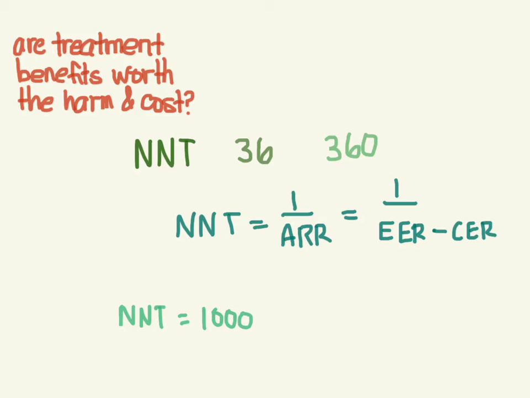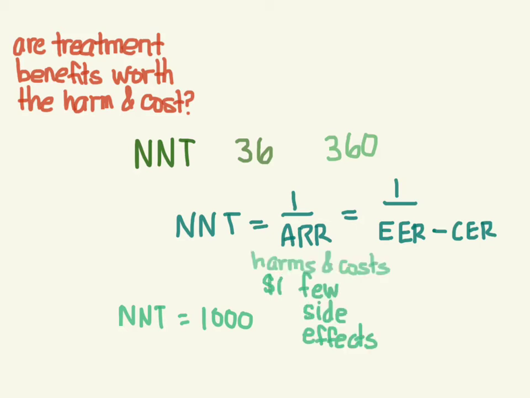But the cost is cheap. Maybe it costs $1, and the side effect is that your nose itches a little bit. So you discuss these harms and costs with the patient and tell them the number needed to treat. I mean, that's the benefit of this number. It's very understandable. It's very intuitive. And they decide, you know what? Let's just do it anyway. It's cheap and there's almost no side effects, so let's try it.